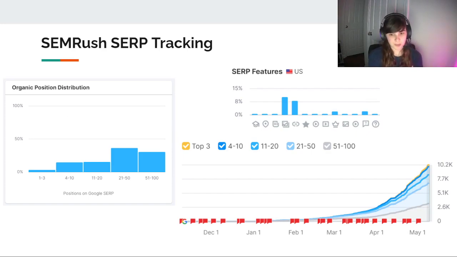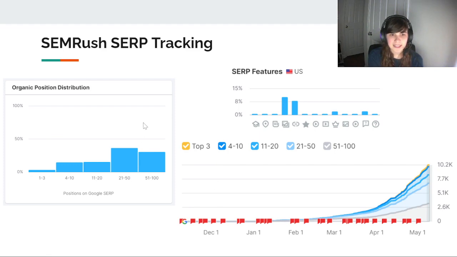So the SERP tracking, what we see in the bottom right is, since December of last year, how these keywords are continuing to rank. And you can see finally at the top we have some yellow, which means I have some in the top 3, which can also be seen on this chart on the left.